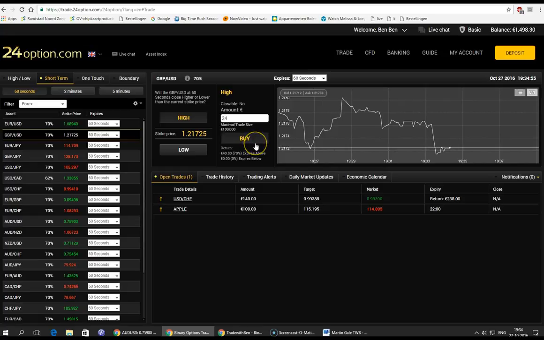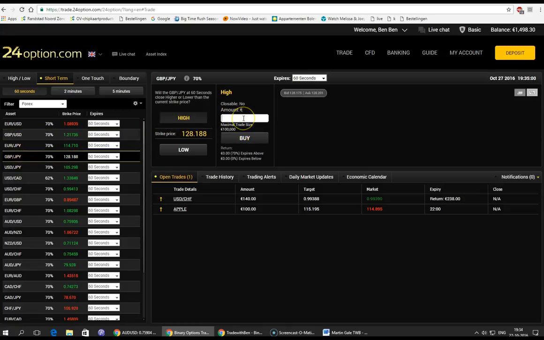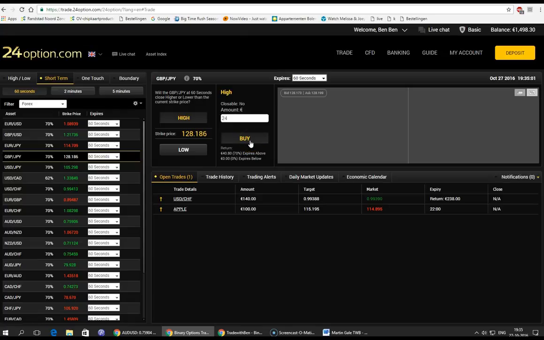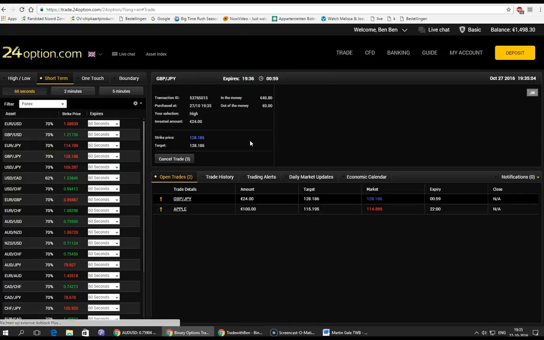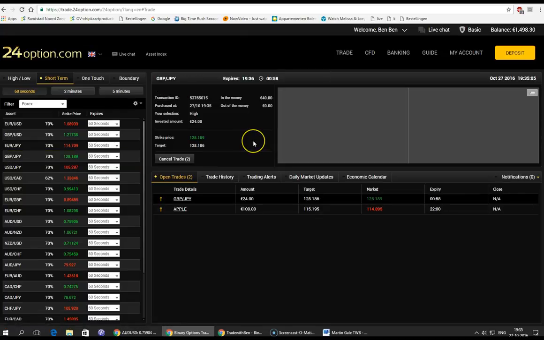By the way, GBP Japanese Yen 24 up. Take it. Take it. This one has to go up. I'm sorry, guys. I had to do it very fast because there was quite a possibility. But this one has to go up.